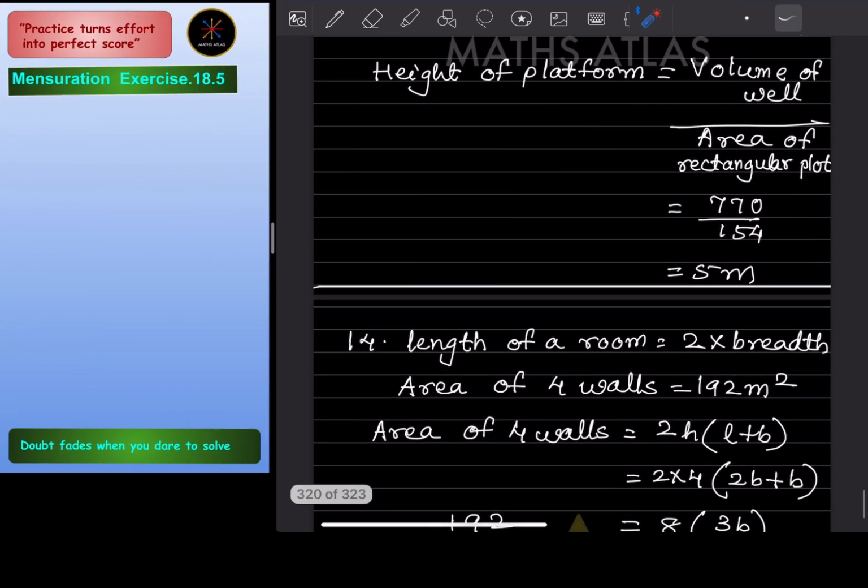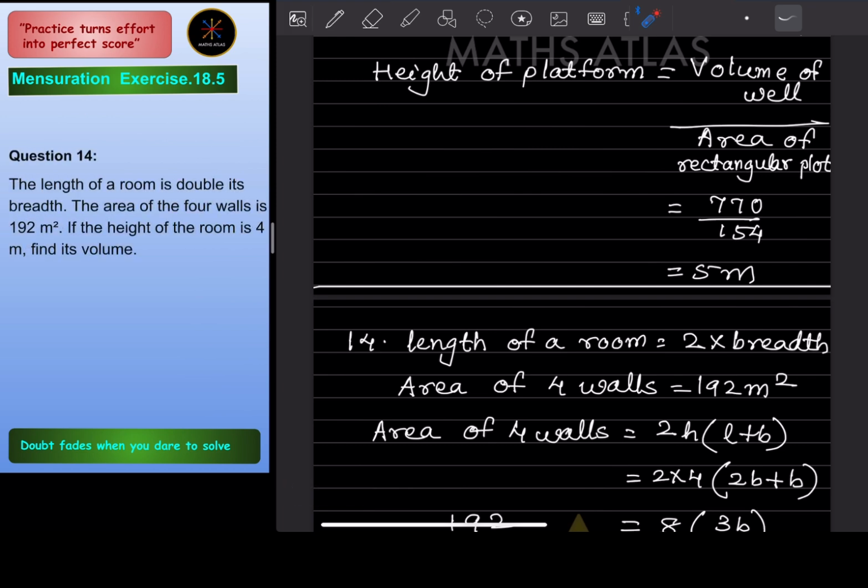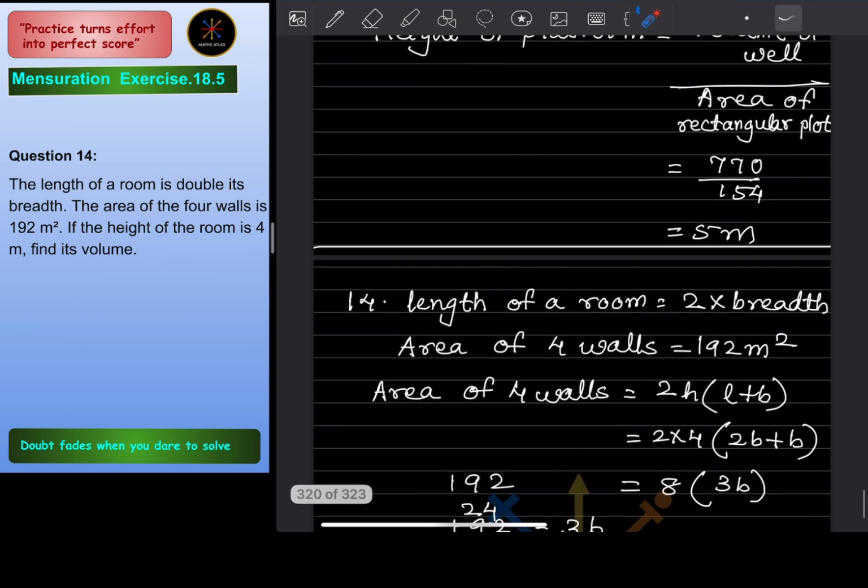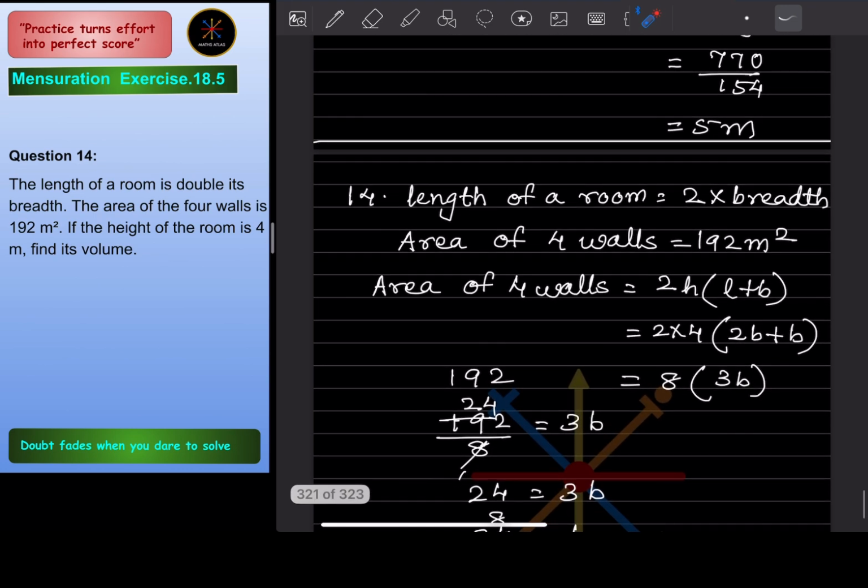So the next one. It's given the length of a room is double its breadth. The area of the four walls is 192 meter square and the height is given as 4 meter, and you have to find the volume of it. So length is twice the breadth, means twice into b. The area of four walls is given as 192 meter square. So area of four walls will be twice h into l plus b, means twice hl plus twice hb.